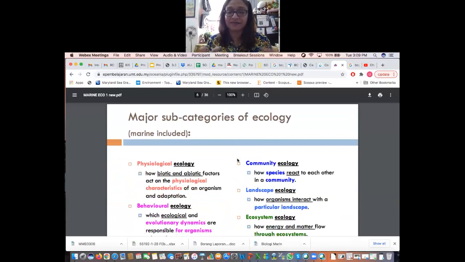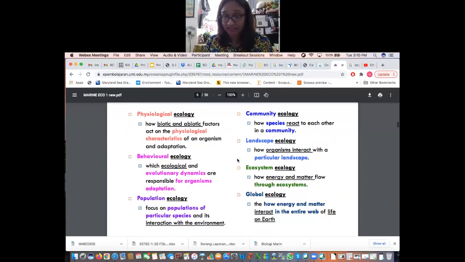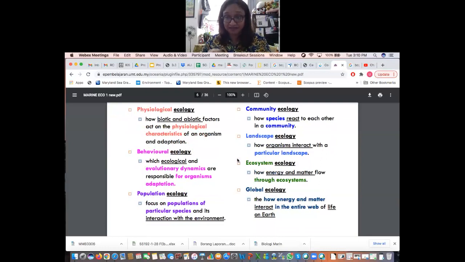Okay, so these are some of the other major subcategories of ecology, which includes marine, okay? So some are quite general, but some are more marine related. So now if you play around the words with physiological ecology, so again, you know about how the abiotic, biotic factors, but now it acts on the physiological aspect, the characteristic of an organism and its adaptation. So in this case, more specifically, it looks at how an organism has morphological features that are able to adapt well to its environment. All right.